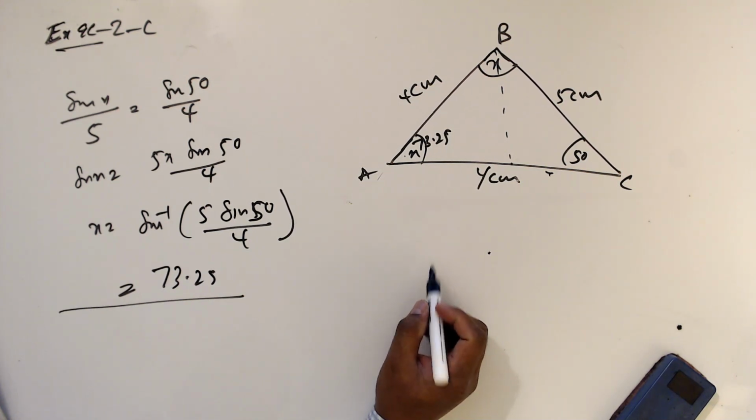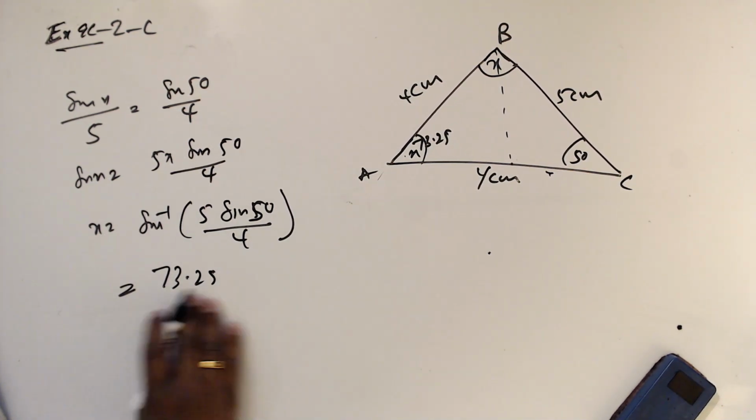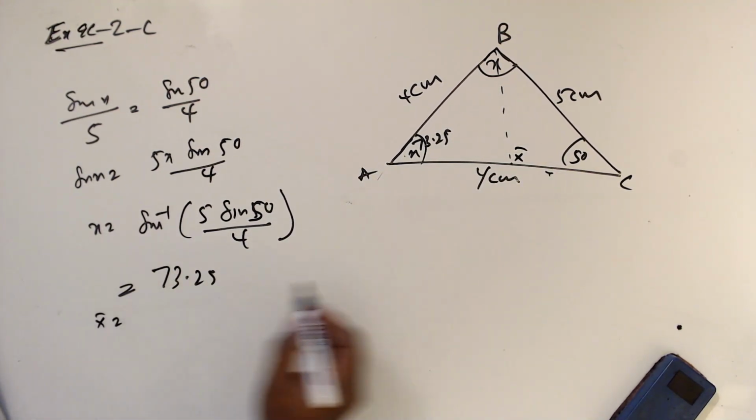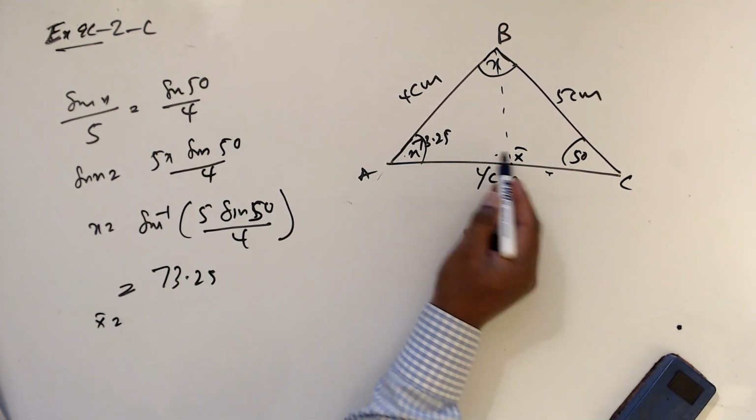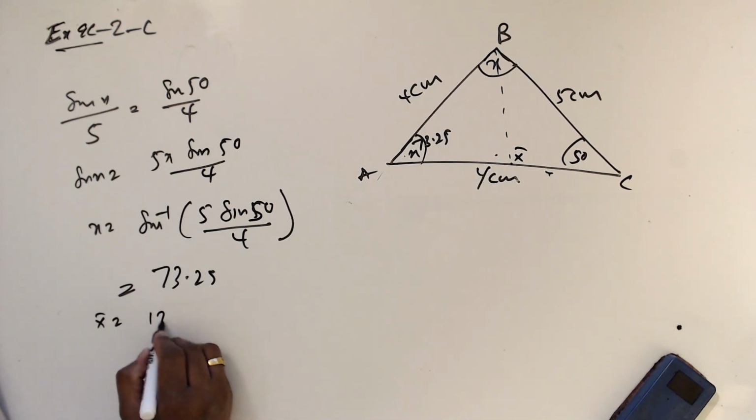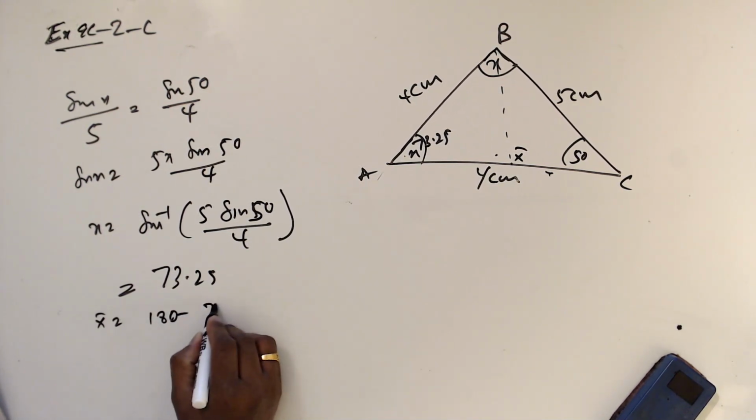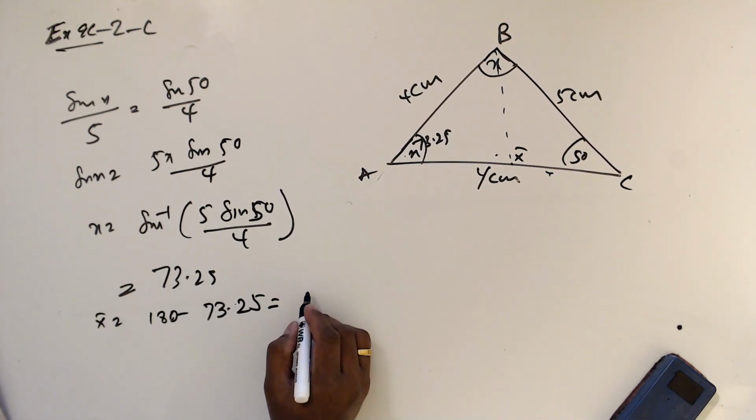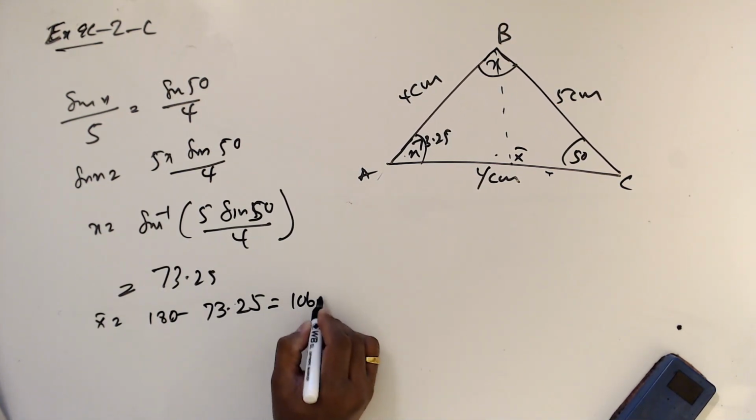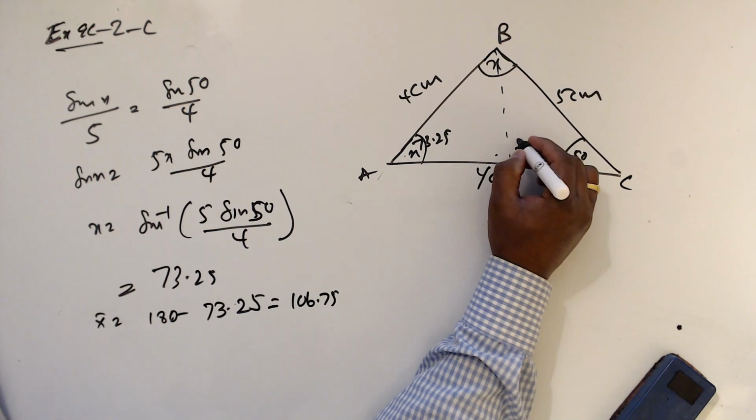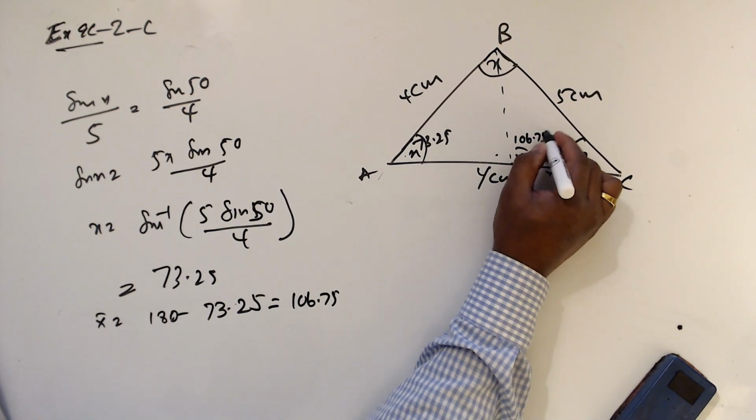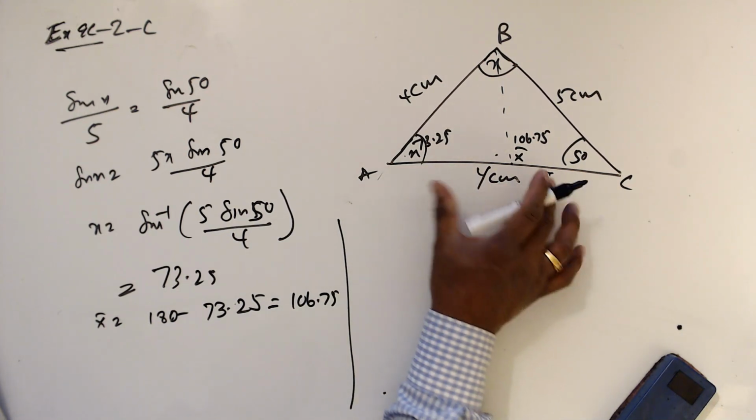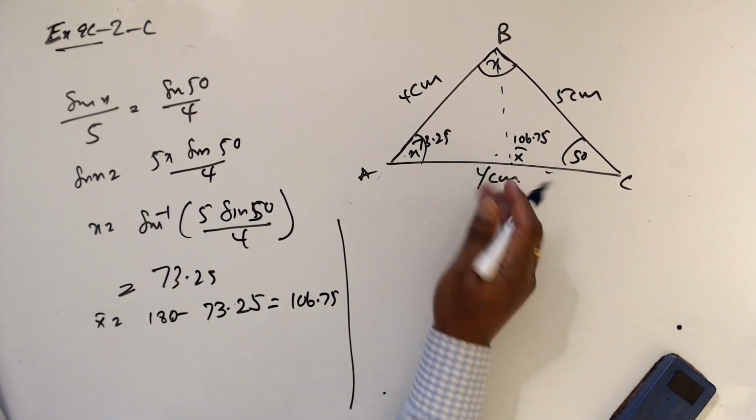Now we'll find straight away the particular Y. Okay, now we'll calculate the other angle as well. This is x bar. So x bar means 180 minus 73.25. So that is going to be 106.75. This is 106.75. Now we'll work out this higher value.